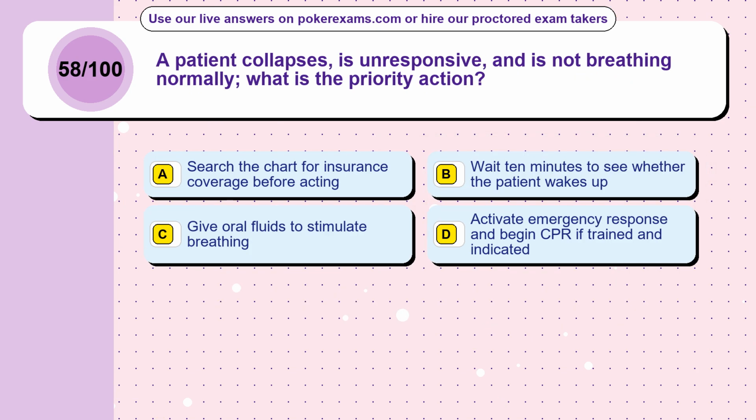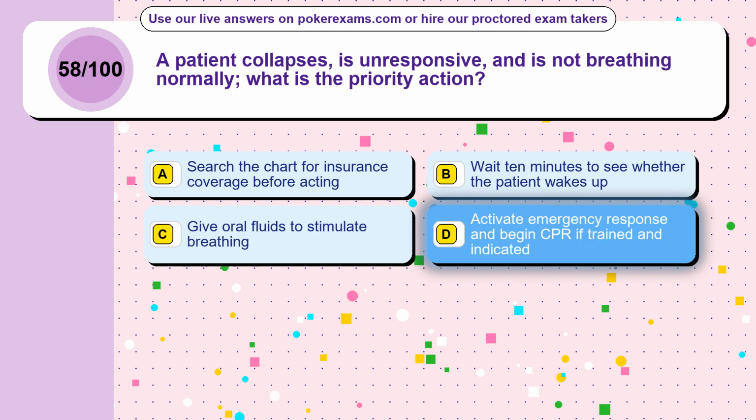Question 58. A patient collapses, is unresponsive, and is not breathing normally. What is the priority action? Option A. Search the chart for insurance coverage before acting. Option B. Wait 10 minutes to see whether the patient wakes up. Option C. Give oral fluids to stimulate breathing. Option D. Activate emergency response and begin CPR if trained and indicated.